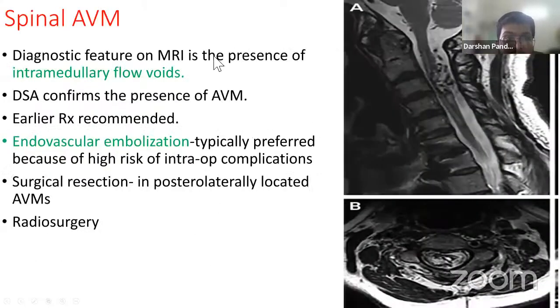In spinal AVMs, the intramedullary flow voids can be seen. DSA confirms the presence of AVM. Earlier treatment is recommended. Endovascular embolization is typically preferred because of the high risk of intra-operative complications. But if it is posterolaterally located, then surgical resection can also be tried. In some cases, stereotactic radiosurgery can also be tried.